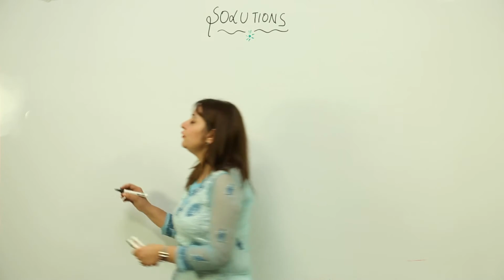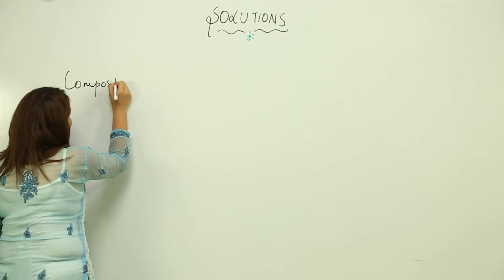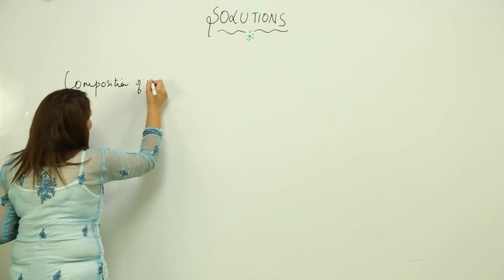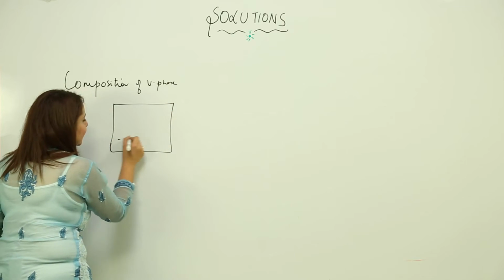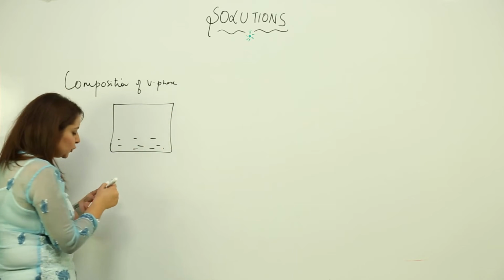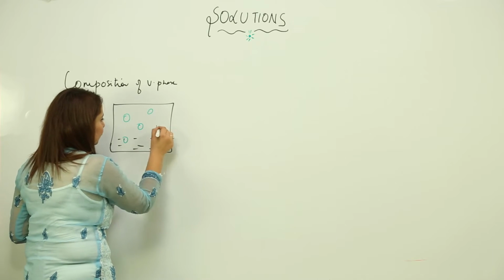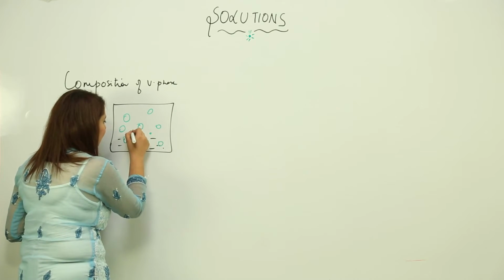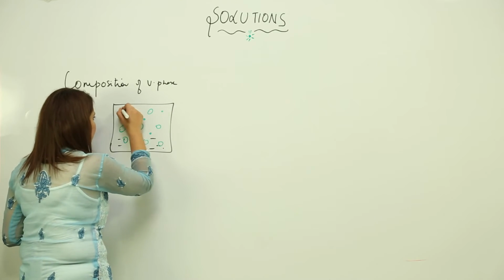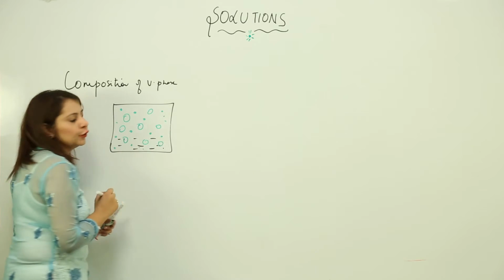Now we can also find the composition in the vapor phase. So let us take this vessel. As I told you, suppose we have a solution in which we get to see a volatile solute, as we did before, as well as a volatile solvent. So let us assume these small dots as solvent and these ones as solute.